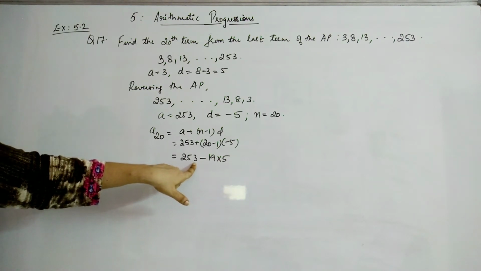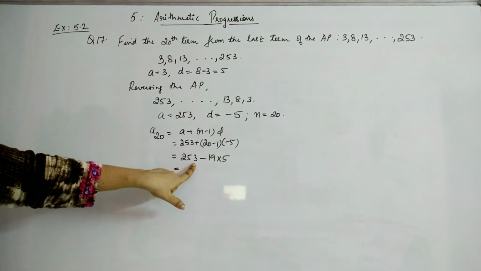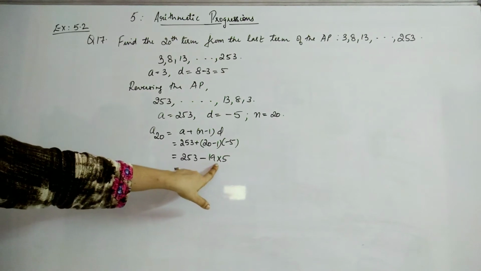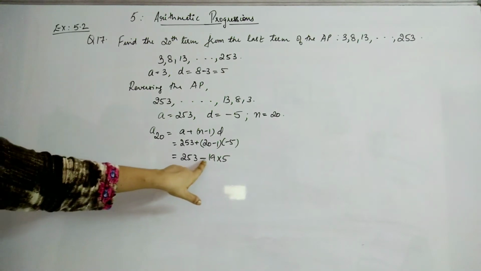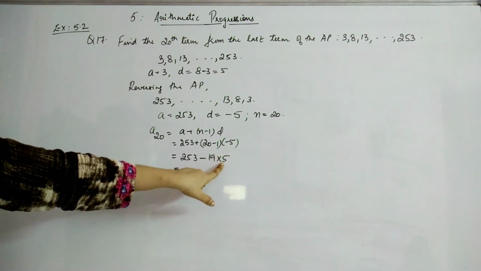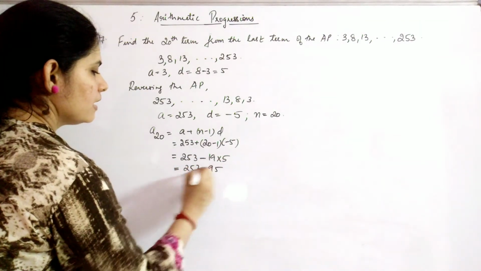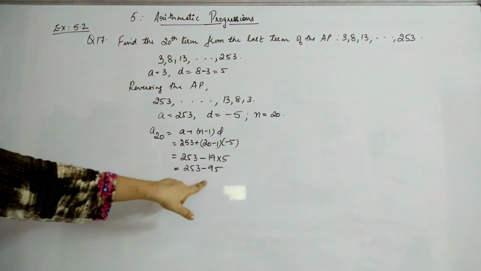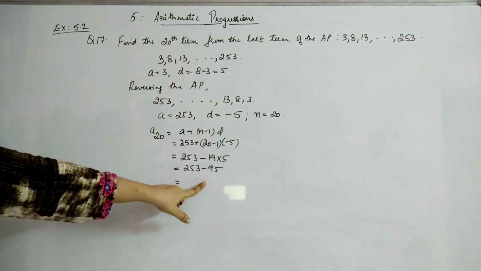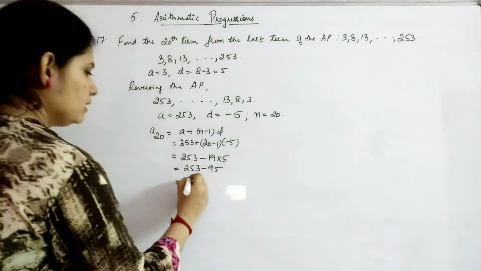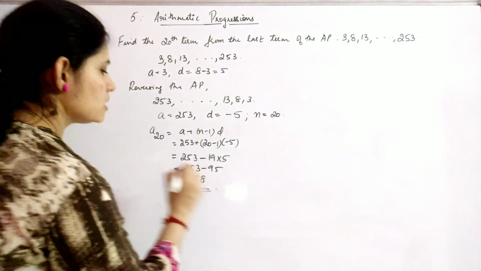So 253 minus 19 into 5. 19 into 5 is 95, right? So you will get 253 minus 95. And what is the subtraction of these two? 253 minus 95 will give you 158. So this is the term which you want.